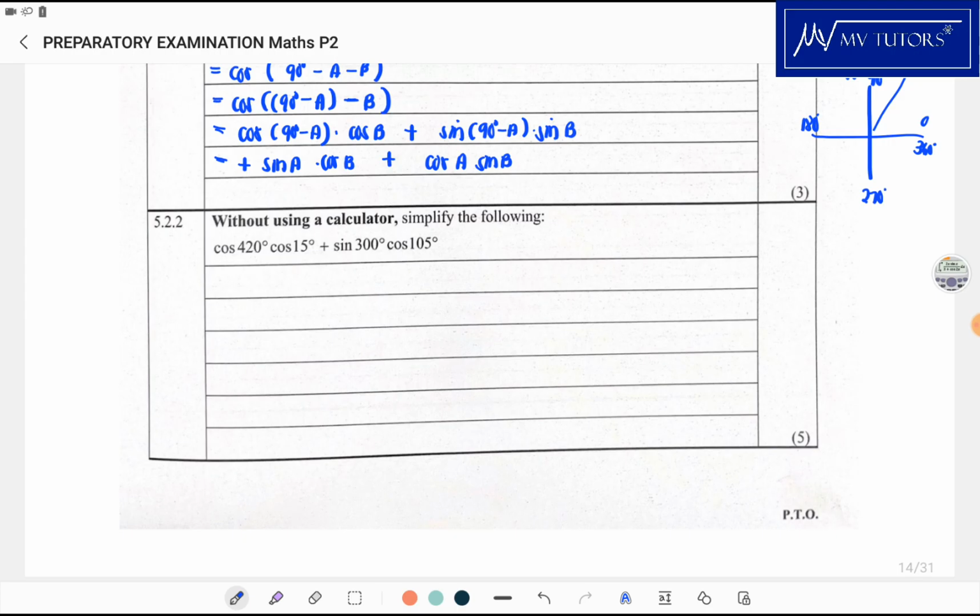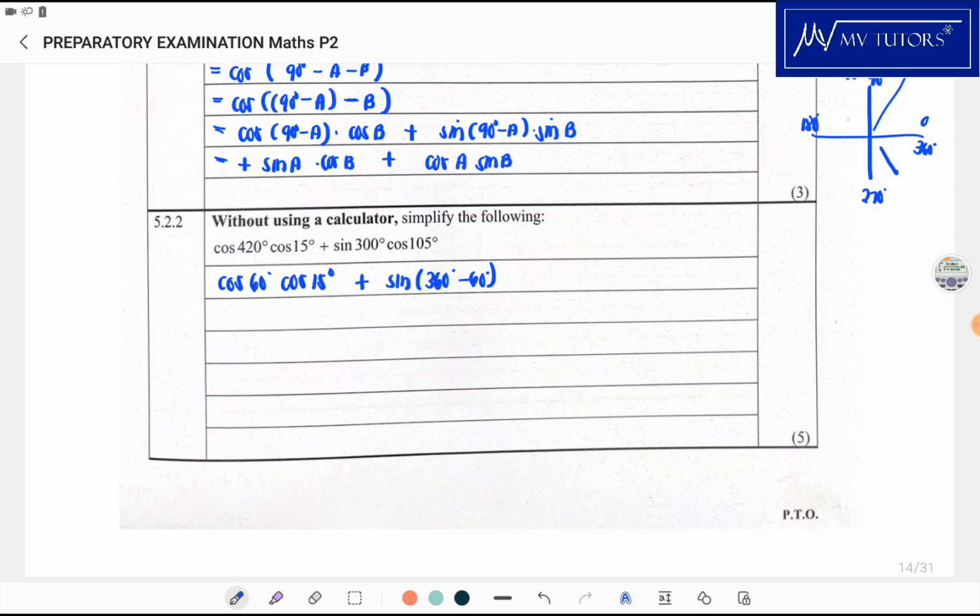So what is 420 minus 360? It's 60. Okay, so I actually have cos 60. And then cos 15, I'm going to leave it like that. Let's just reduce everything to its acute angles, and then we'll see what's happening. Sine 300 is in the fourth quadrant, so it would be sine of 360 minus 60.